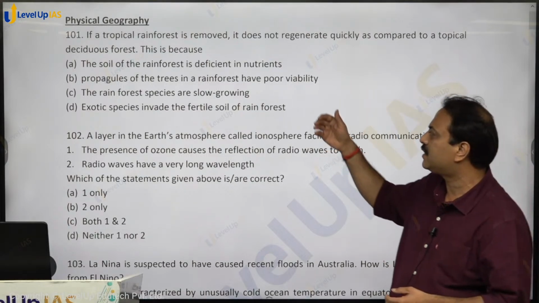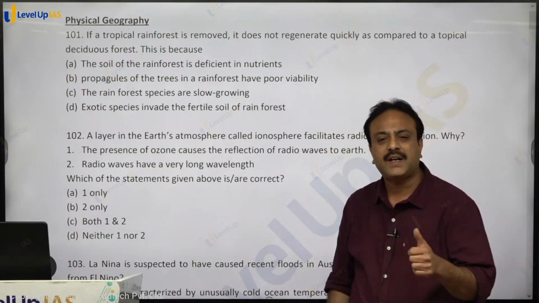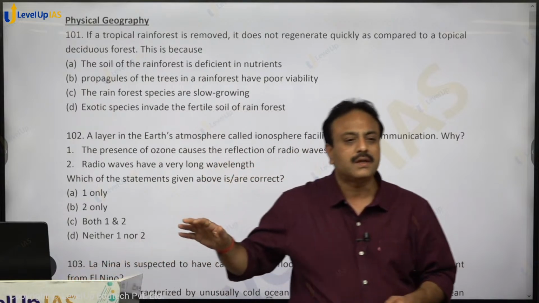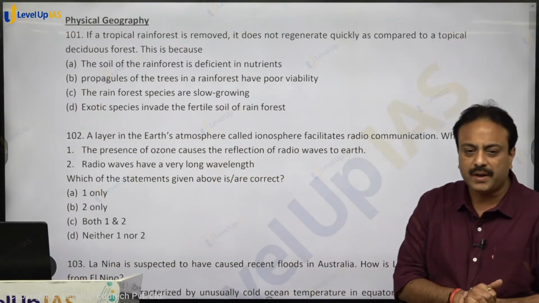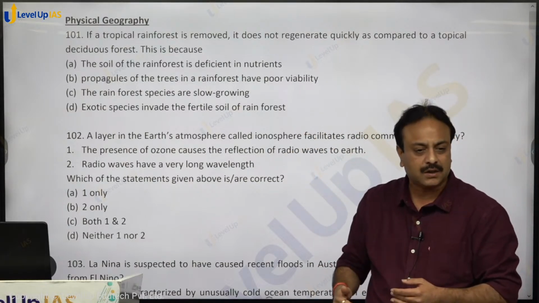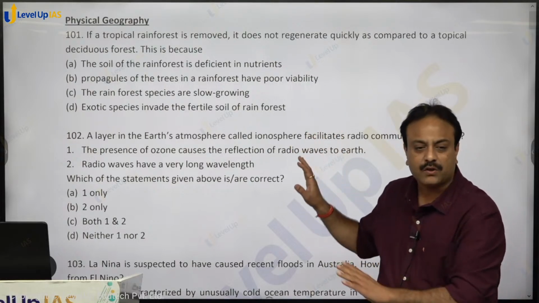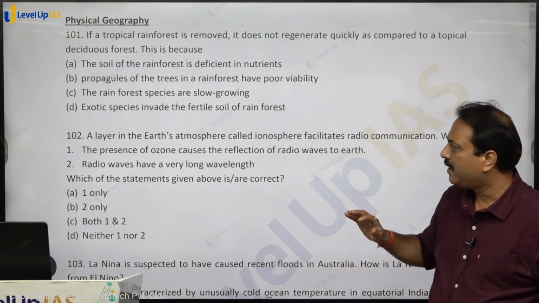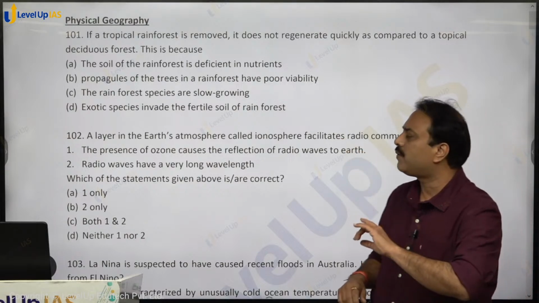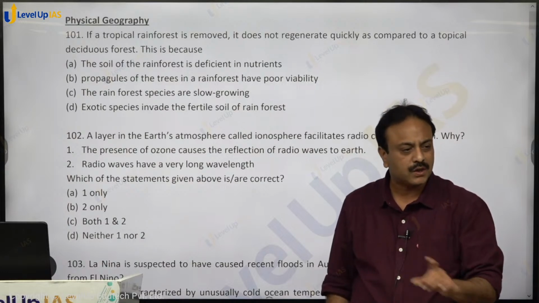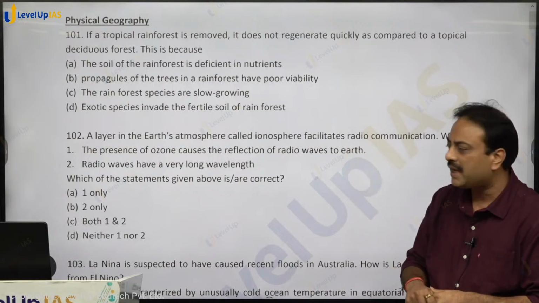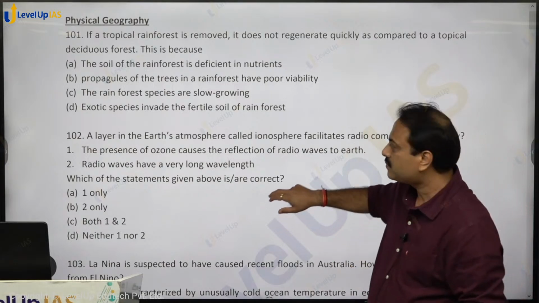The correct answer is statement number A. The reason is that the soils of the rainforest are deficient in nutrients. Why is it deficient in nutrients? Because of heavy rainfall, the nutrients are washed away, so they are not available for the soil. Apart from that, the species automatically become slightly slow growing. But the most probable answer to this particular question is statement number A. Exotic species invade the fertile soil of the rainforest? It is not like that. The soil of rainforest is comparatively less fertile as compared to deciduous forest or other regions. And so statement A goes with the demand of the question. So statement A will be the correct answer. Clear on that?